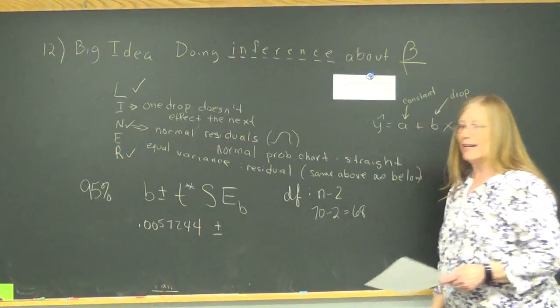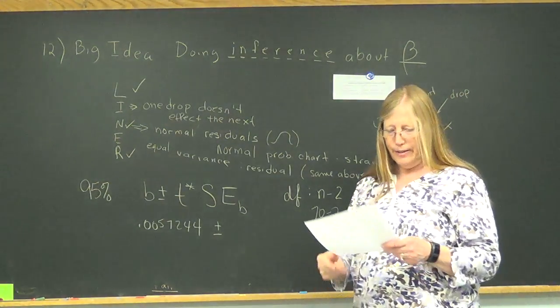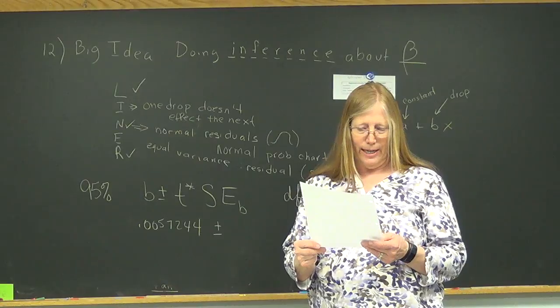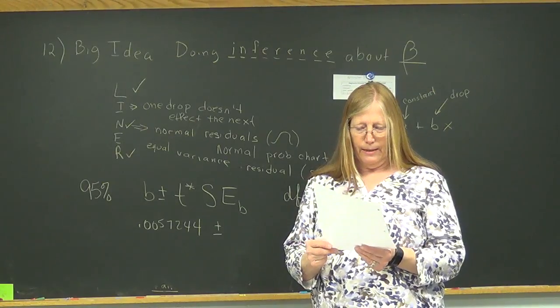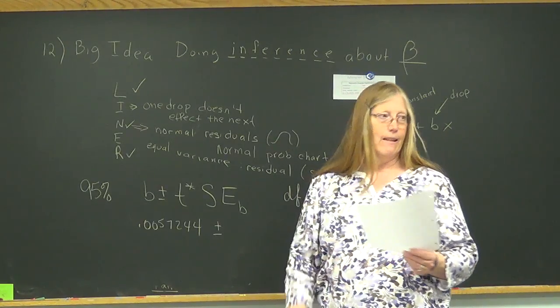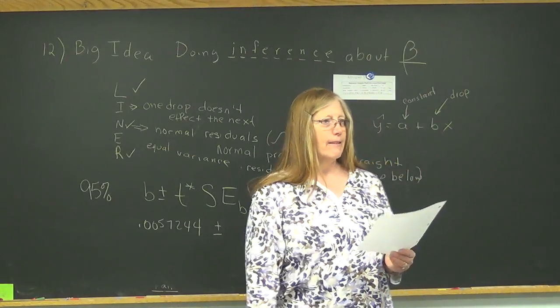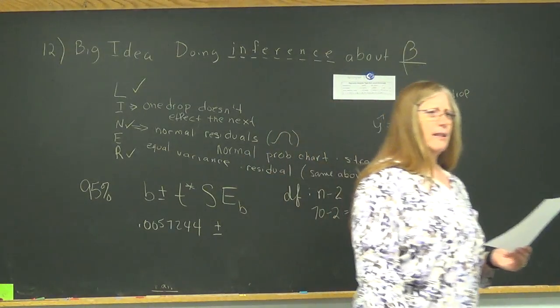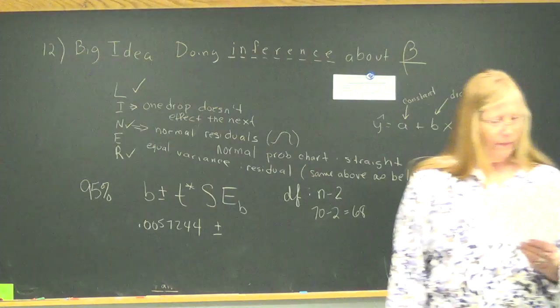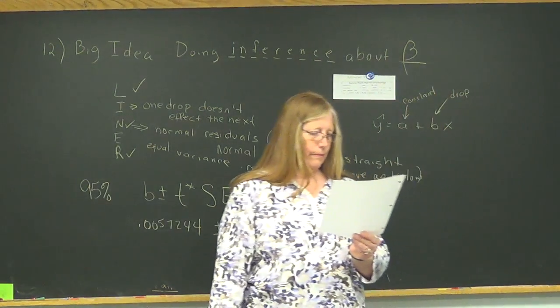It wouldn't have mattered because our chart doesn't have a 68, so we have to go down to 60. I have a question. Maggie was saying that this bottom line right here has a Z star, that if you go to the confidence interval, it's just that one.